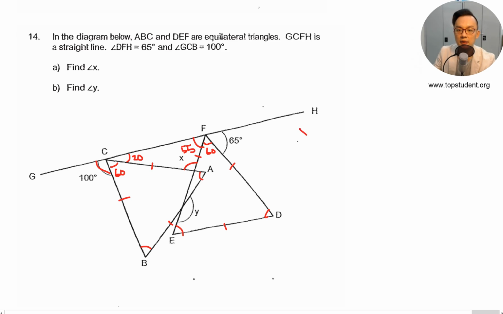So angle X is equal to 180 minus 20 minus 55. Okay, so that's the answer.